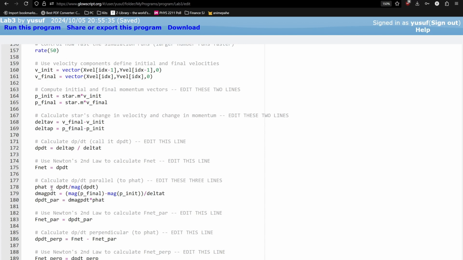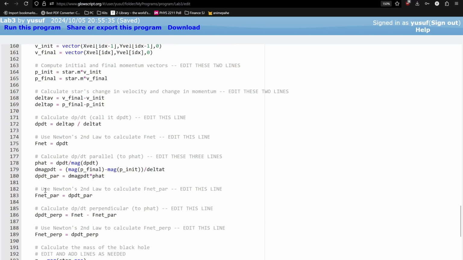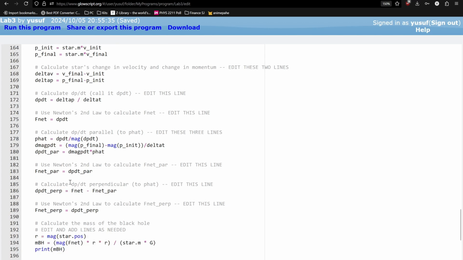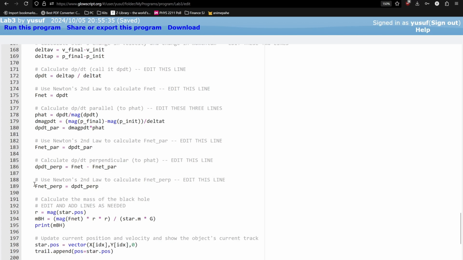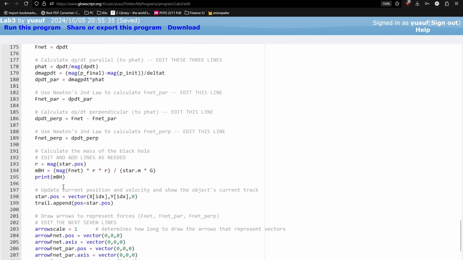We then find the magnitude of that value by getting the magnitude of the final momentum minus the magnitude of the initial momentum divided by the time. And then we find the actual vector by multiplying that magnitude by the unit vector. And as per the momentum principle, we know that F net is equal to delta p over delta t. To find the perpendicular one, we can simply subtract the F net minus the parallel component, and then that gets us the perpendicular component. And once again, we know that because of the momentum principle, these two are equal.